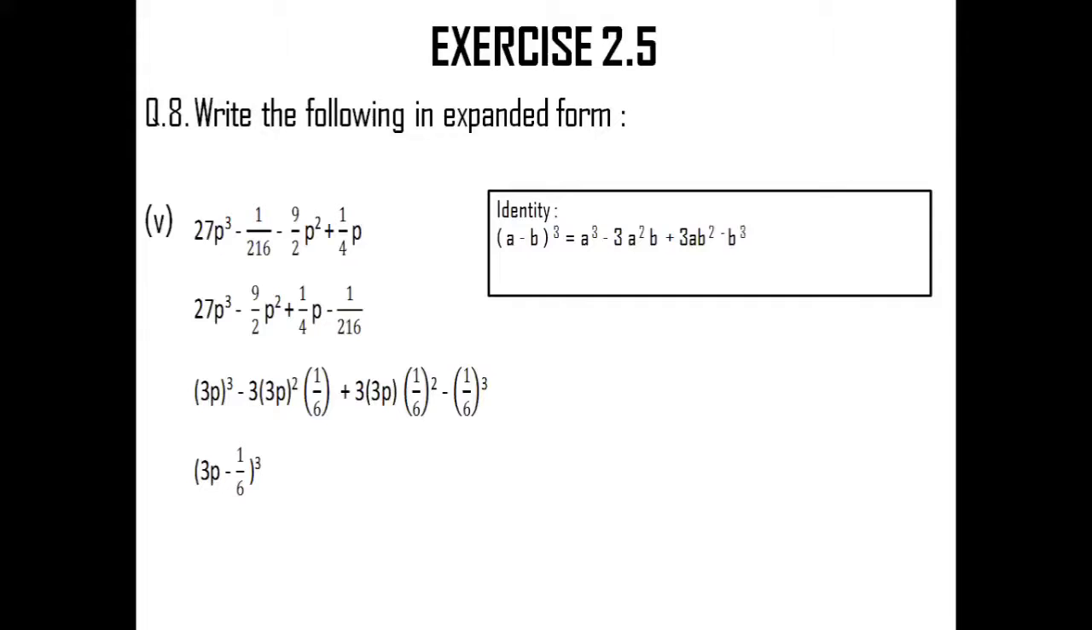Now try to identify whether it belongs to a cube minus 3a square b plus 3ab square minus b cube or not. For that, first I'll check what my a is. So 27p cube can be written as (3p) the whole cube. And 1 upon 216, the last term, can be written as (1 upon 6) the whole cube. All that I have to do is then replace the value of a and b, that is 3p and 1 upon 6, in minus 3a square b plus 3ab square, and just verify whether the identity is correct or not.